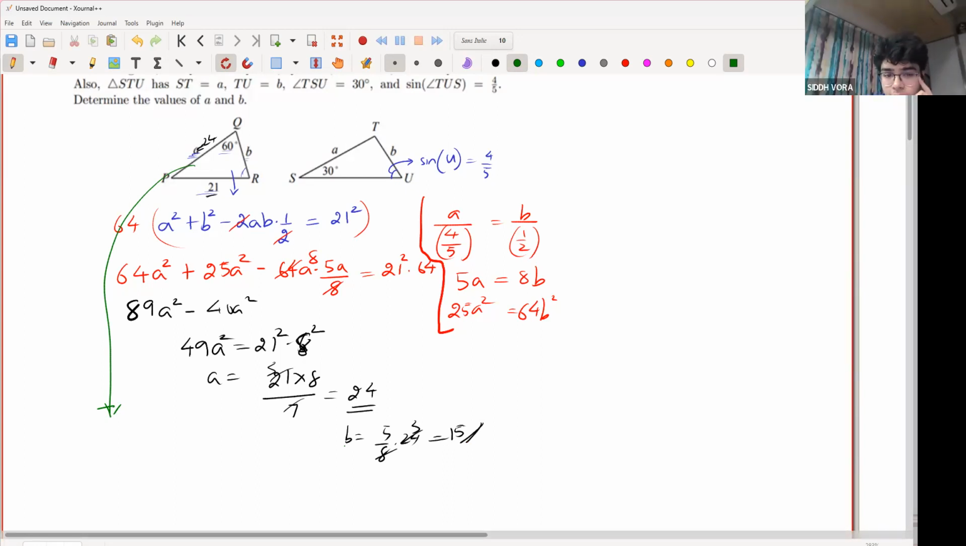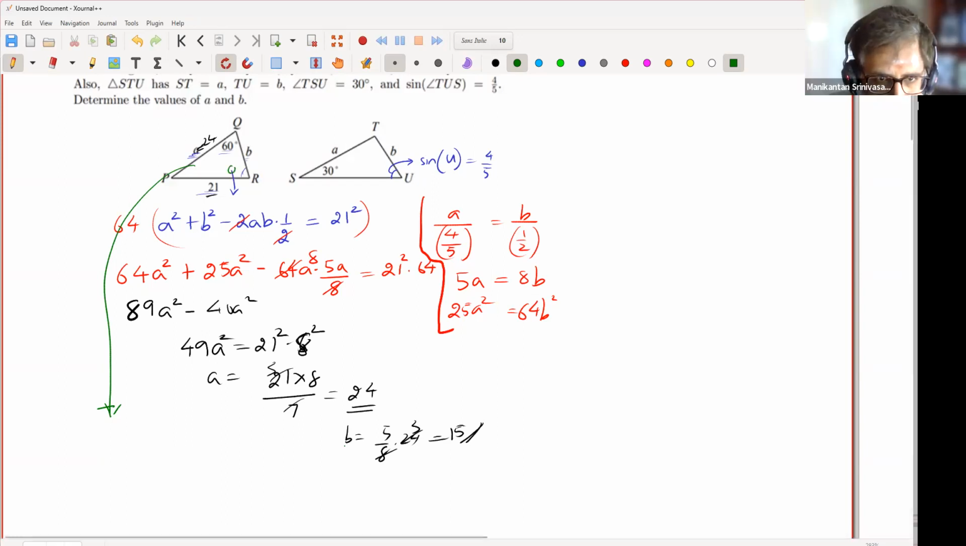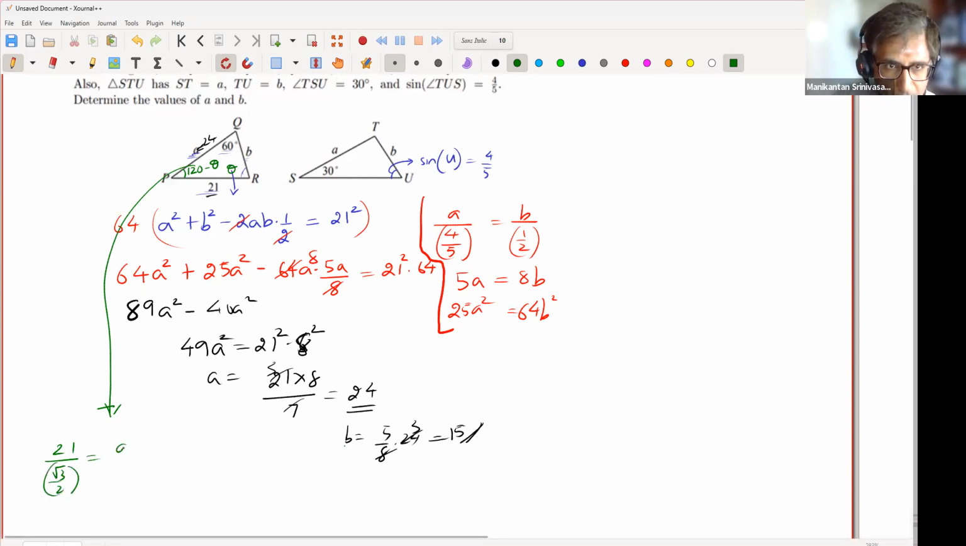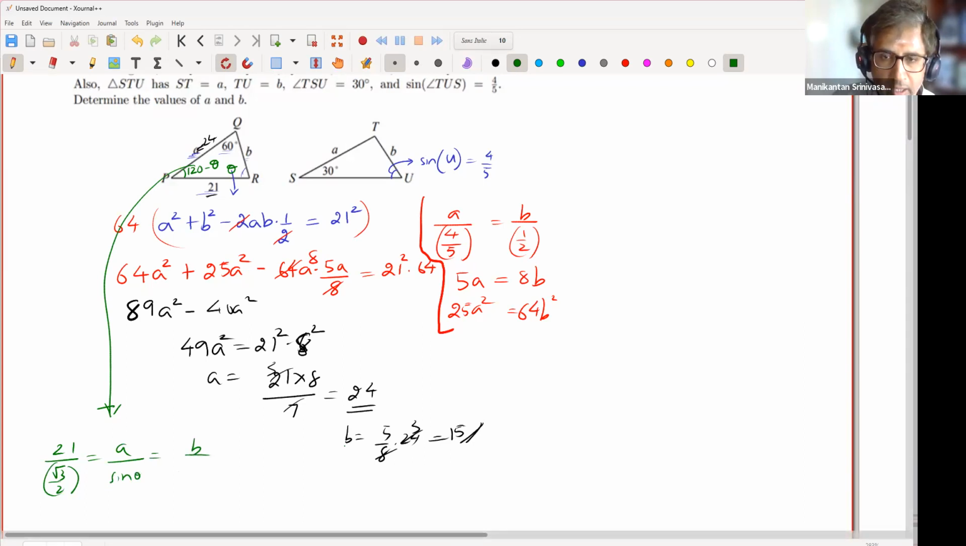I was giving another alternative, because we can put PRQ as theta. Let's say this is theta, as you say, and this is 120 minus theta. So you'll still have 21 upon sine 60 equal to A upon sine theta, equal to B upon sine of 120 minus theta. But I think 120 minus theta becomes more complicated.